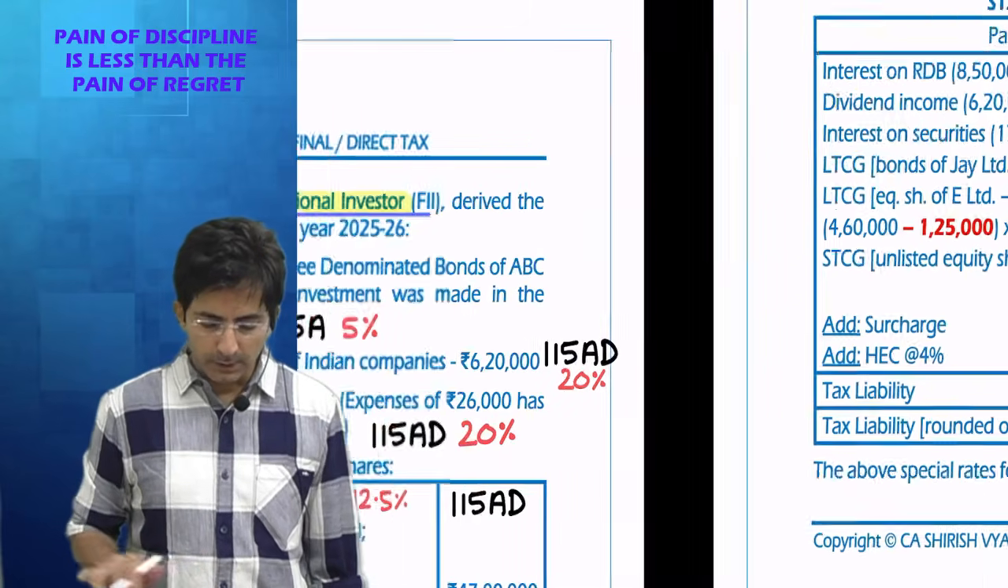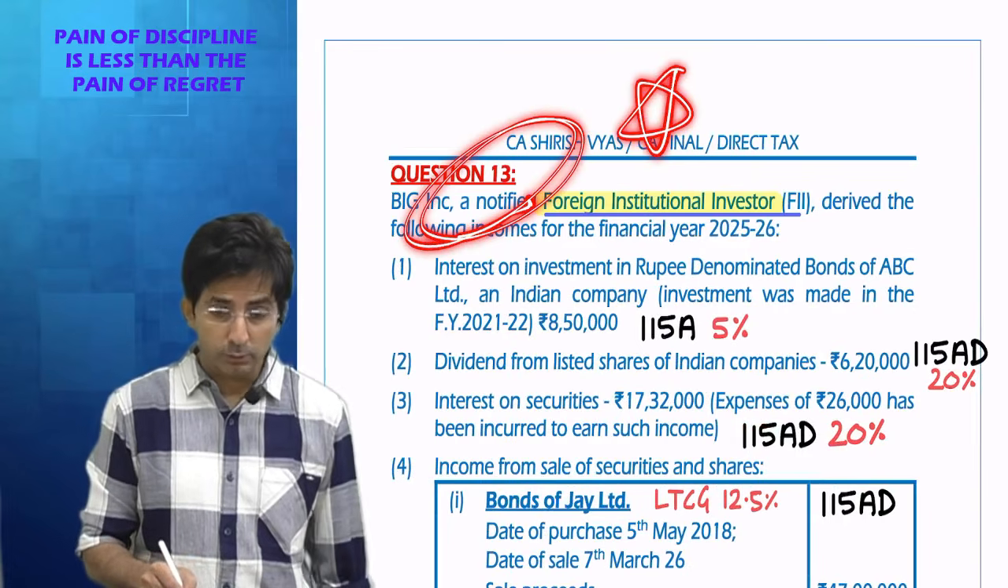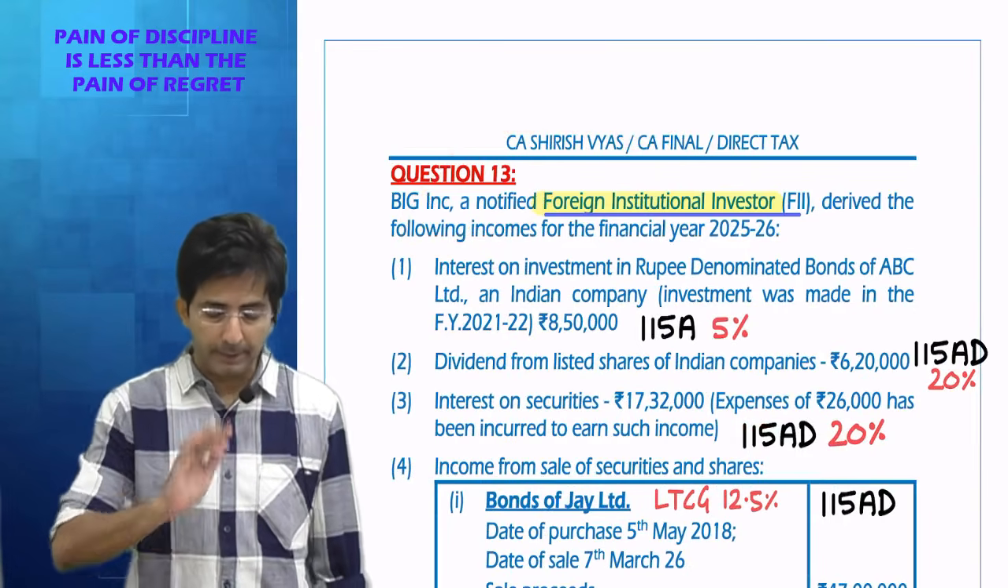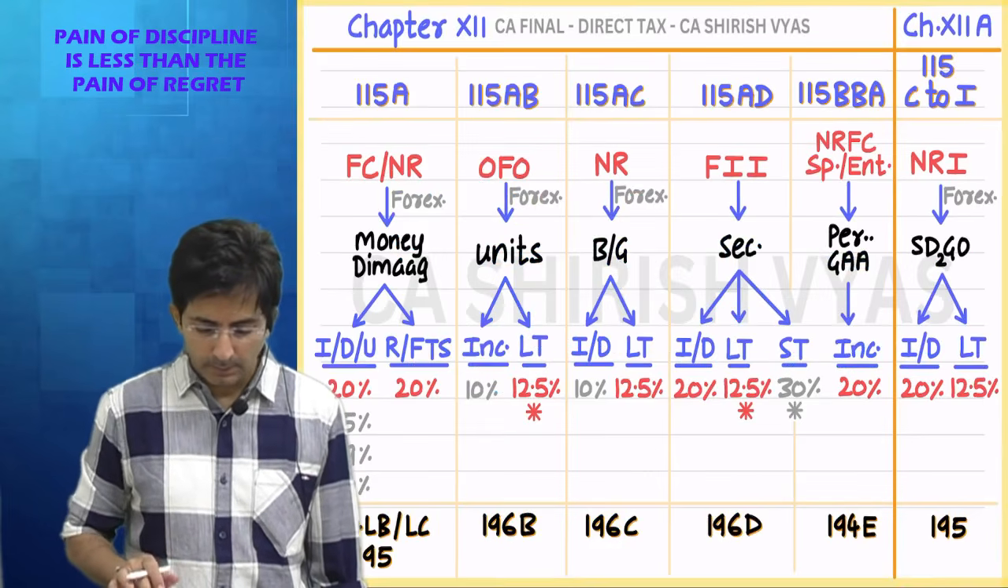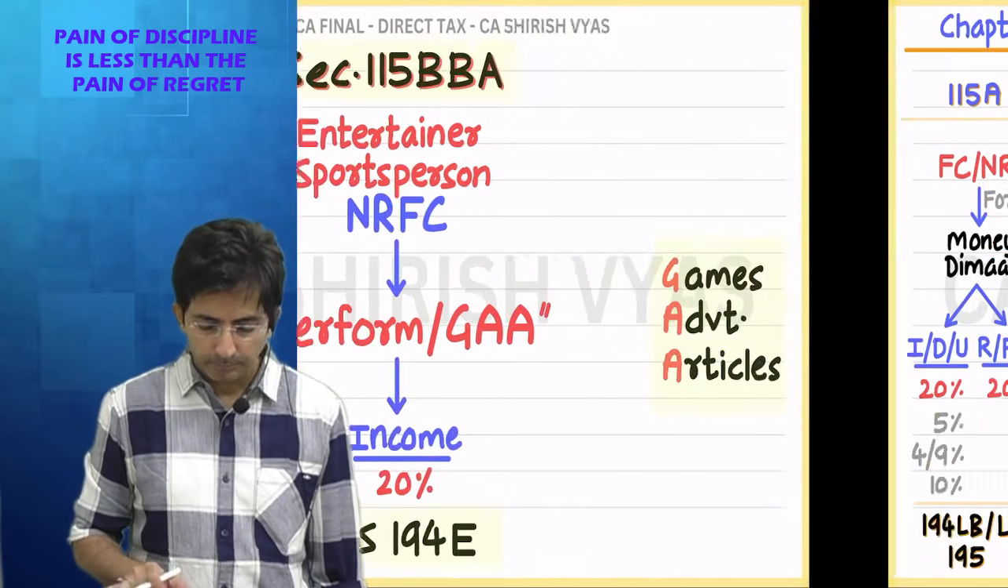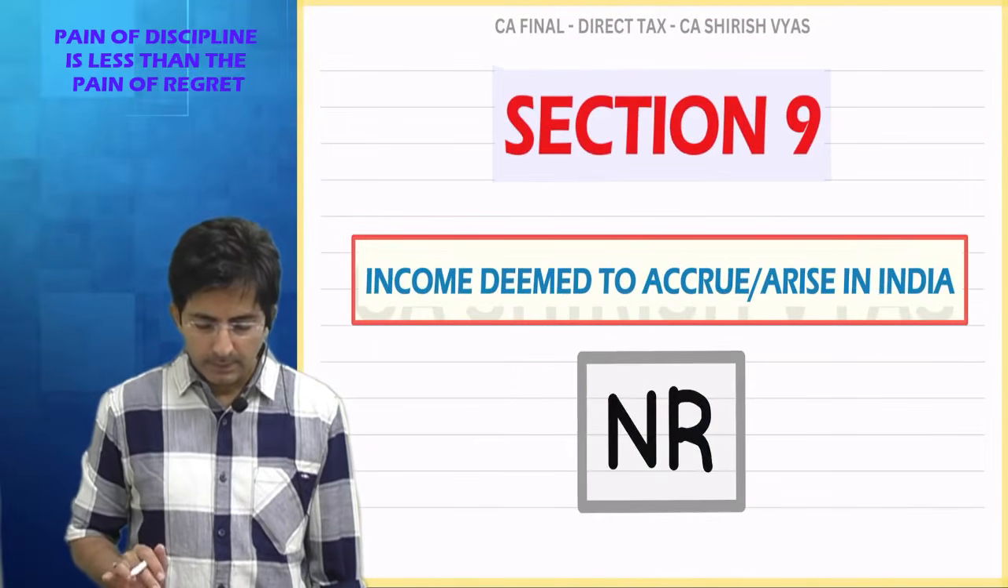So this was question number 13. This was a good question. Such questions have come in past papers repeatedly. So all homework questions we have discussed. Now, we were doing section 9.